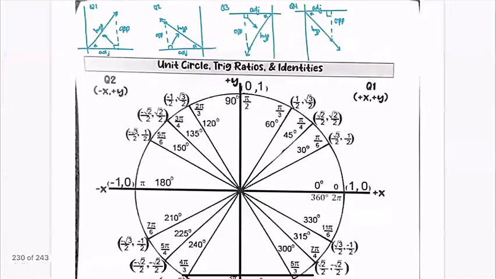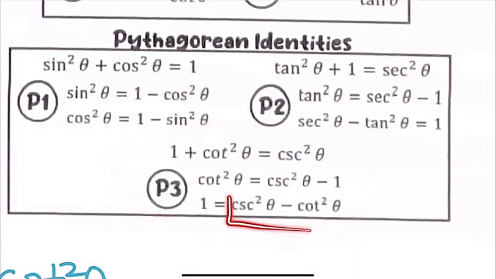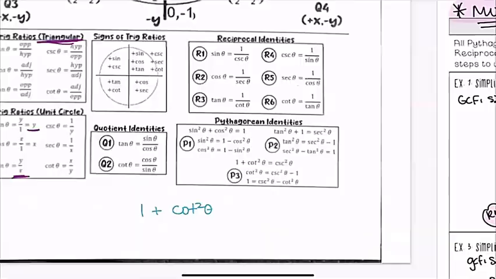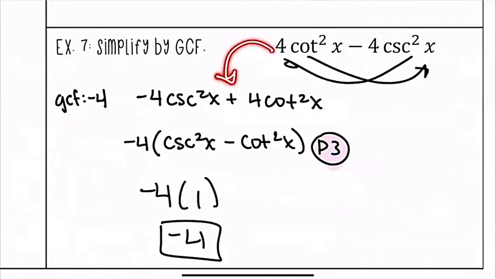But, excuse me, according to P3, if I want to have both of them, because this is the only one that has both, it should be cosecant squared minus cotangent squared. And I had the opposite. I had cotangent minus cosecant. So I had to flip them around. I did that right here, from there to there.